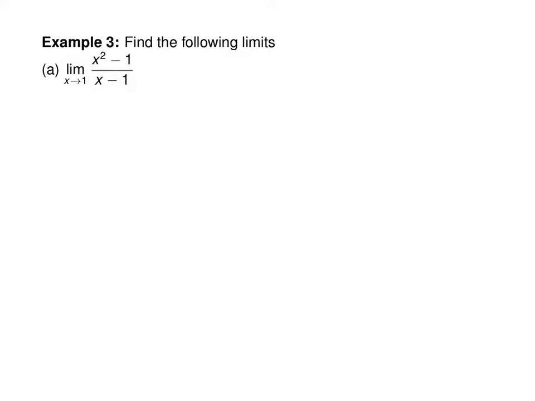So, but look at part A of example 3. Can you just plug 1 in? No. When you plug 1 in the numerator, you get 0. Plug 1 in the denominator, you get 0. And crap. Remember how 0 divided by 0 is undefined? Okay. So we're going to go back to pre-calc for just a second, and it'll tell us how to find this limit, okay?